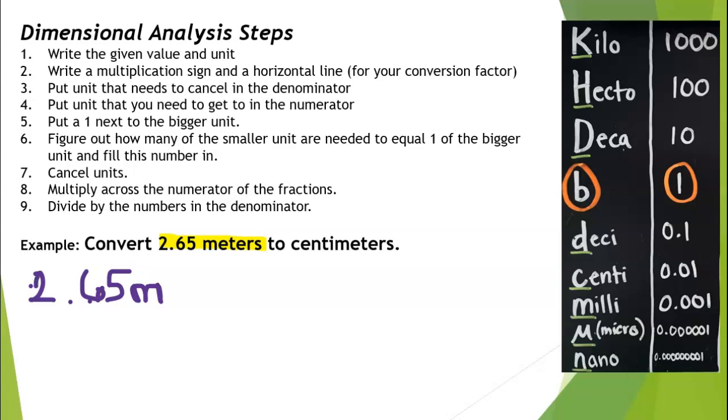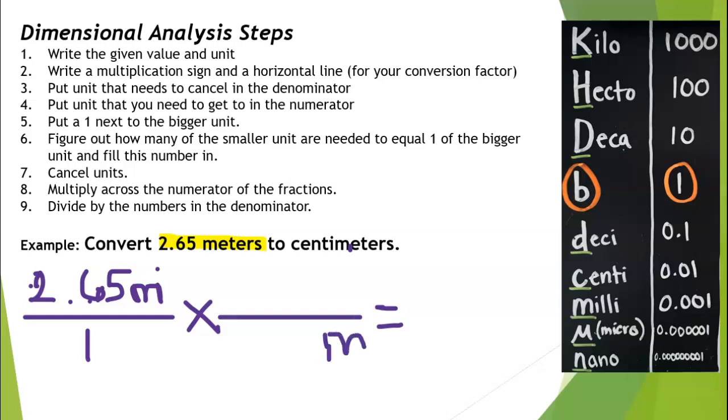And remember, if it makes you feel better, we can go ahead and put this over 1 so that there's something in the denominator. Step 2 says write a multiplication sign and a horizontal line for your conversion factor. So I know that I'm going to multiply by a conversion factor. So I already got that set up, and then I'm going to go ahead and put my equal sign too. Step 3, put the unit that needs to cancel in the denominator. So I know that I want meters to cancel out, so I can get centimeters. So I'm going to put meters in the denominator.